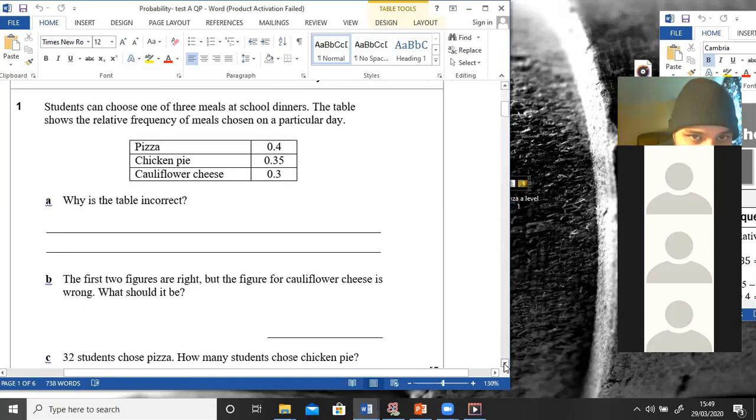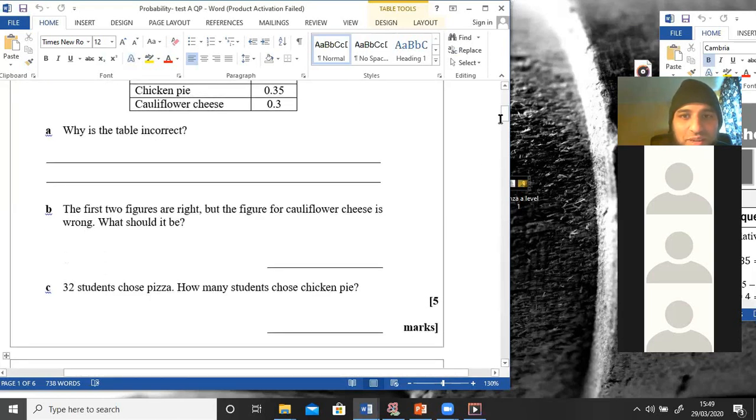The first 2 figures are right, but the one for cauliflower cheese is wrong. What should it be? So you guys can work that out. 0.25. Yes, you add the ones for pizza and chicken pie, which is making me hungry, and you subtract it from 1 to get the remainder. Does that make sense, guys? Yeah. Hannah? Yep, good. Okay. So with these questions, I'm going to ask you every question if you get it.